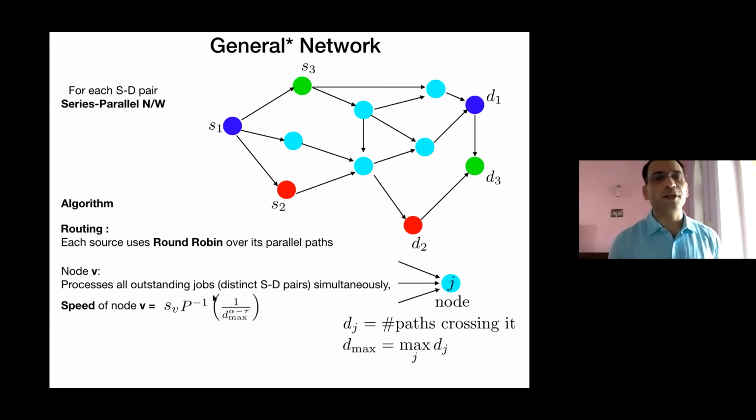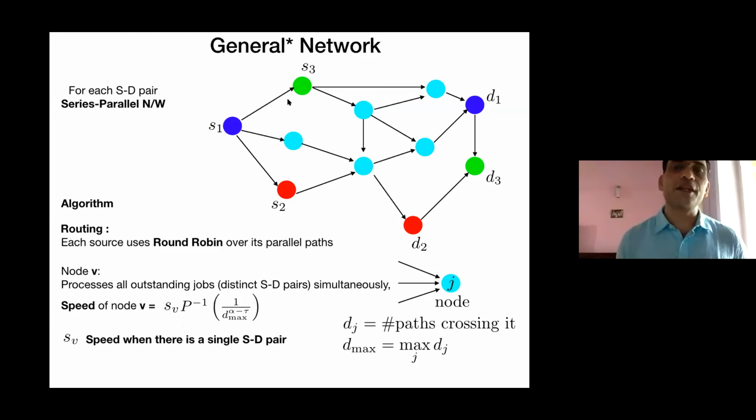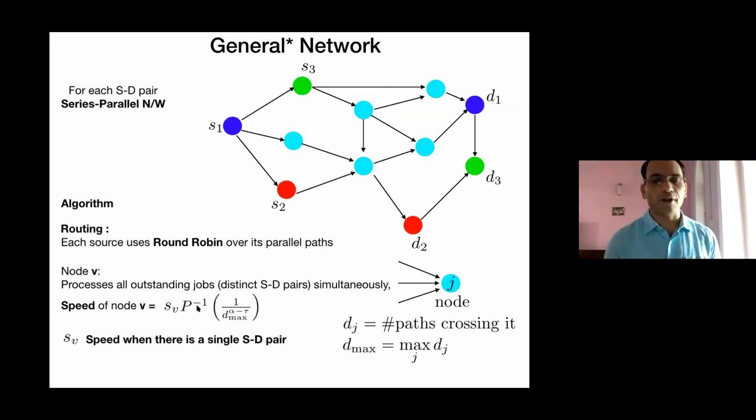I'm scaling down the speed of every node with respect to a single series parallel network as P inverse of 1 by D max to the power alpha, where SV is the speed of a node you would choose if there was a single source destination pair. So because of multiple source destination pairs in the network, we are decreasing the speed of the network by an amount driven by the maximum degree of any node in the network, wrapped with a function P inverse of that. That is required because otherwise there will be too much power consumption and you will get a competitive ratio of order D max to the power alpha, which is too large. So you need this compensation to get something non-trivial.